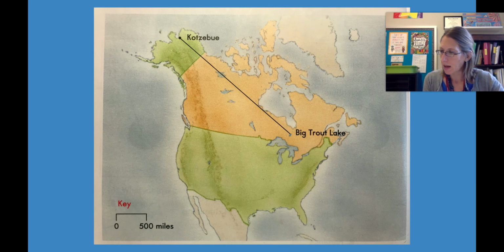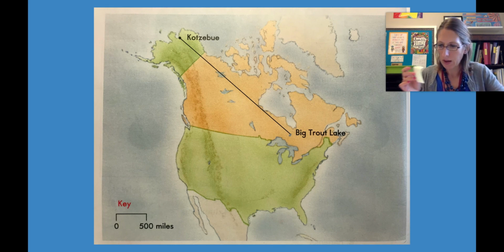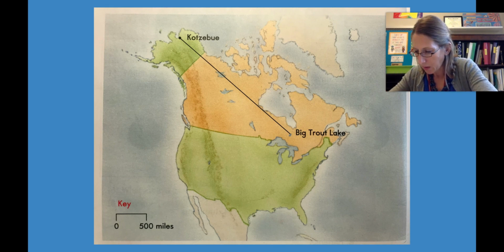Use the key to figure out about how far it is between these two places. So you can see the little key down here on your map is 500 miles. So what you could do is take your pencil, kind of measure using your pencil. You could measure using like a little piece of paper. And like I have a little sticky note here. What you can do is kind of put it on your book to see about how far 500 miles is.